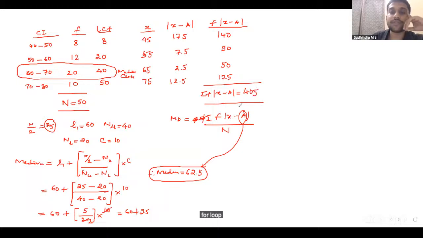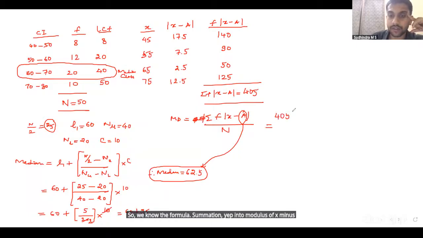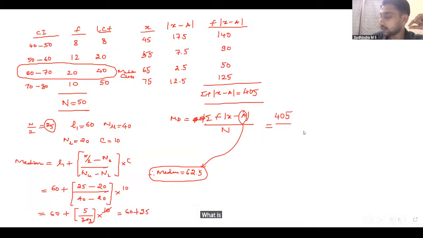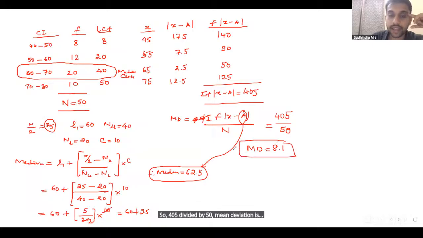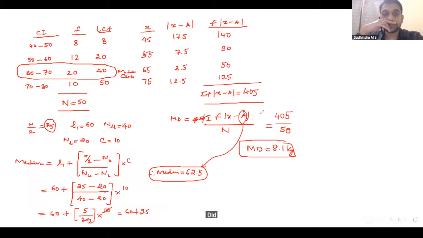So we know the formula: summation f into modulus of x minus a is 405. What is n? 50. So 405 divided by 50, the mean deviation is 8.1. To be more specific, 8.1, and these are weights in kgs. So 8.1 kgs is the mean deviation. Did everyone understand till here?